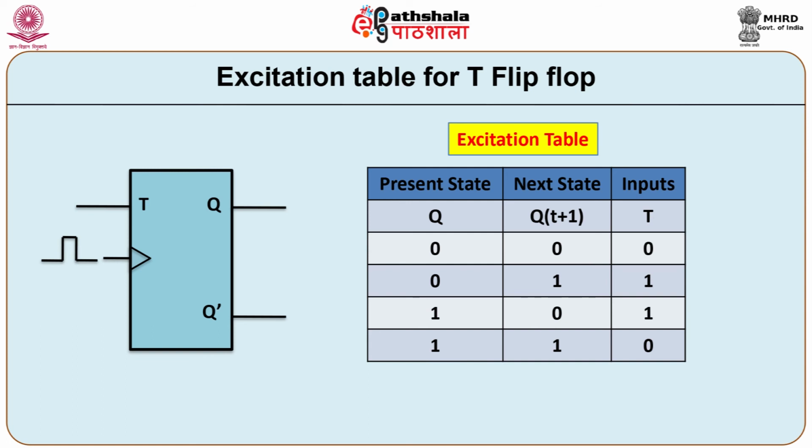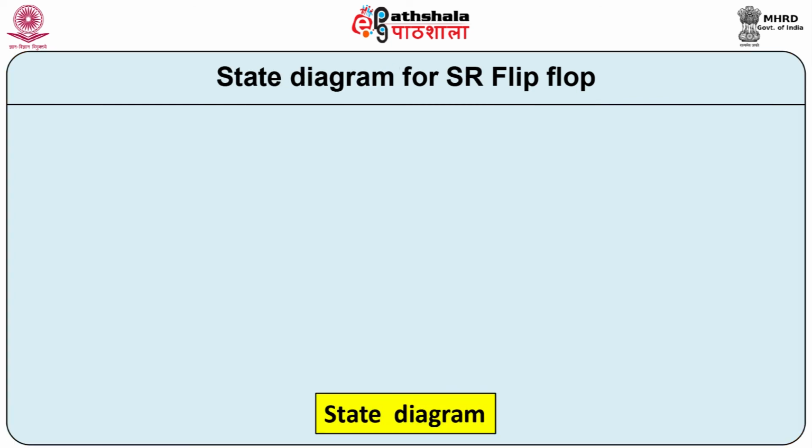T input should be 0 for 1 to 1 transition of present to next state. In the sequential circuit, the output of the circuit at any instant of time depends upon its present state and the inputs. These also determine the next state of the circuit. The relationship between inputs, outputs, present state and next state can be specified by either state table or state diagram.